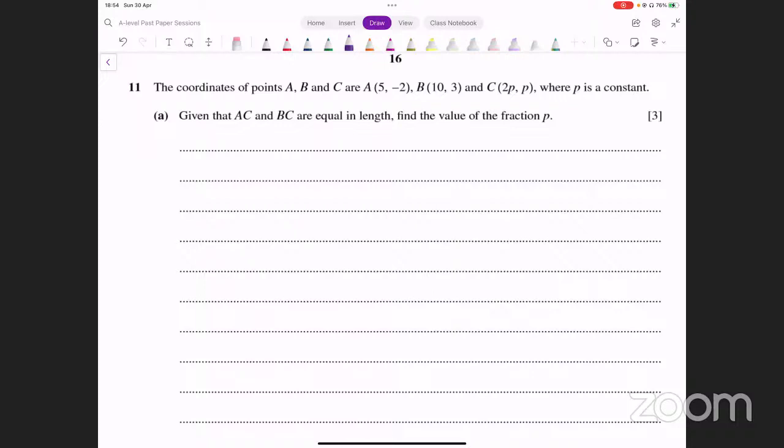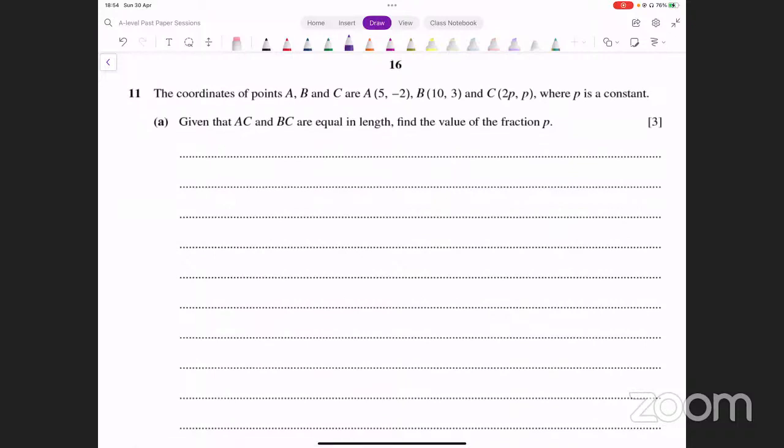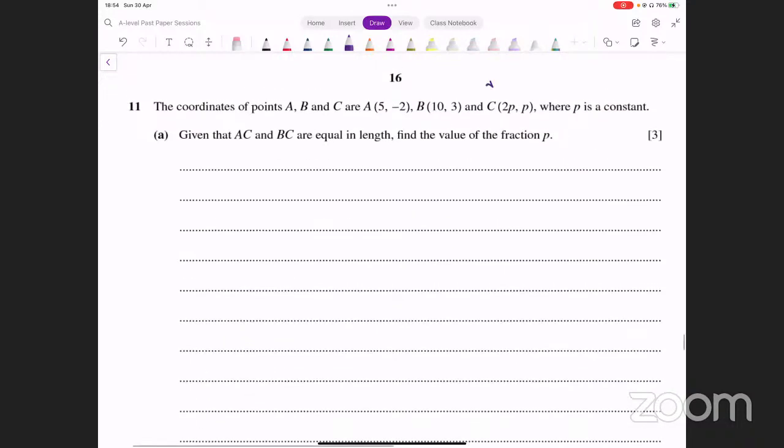Let's start with this one now. Question number 11. The coordinates of points A, B, and C are given. हमें पता है कि AC और BC के lengths equal हैं. Let's just equate their lengths. AC and BC. Remember the formula that we have for distance? It's like this: x2 minus x1 whole squared plus y2 minus y1 whole squared. This is the distance formula that we have.